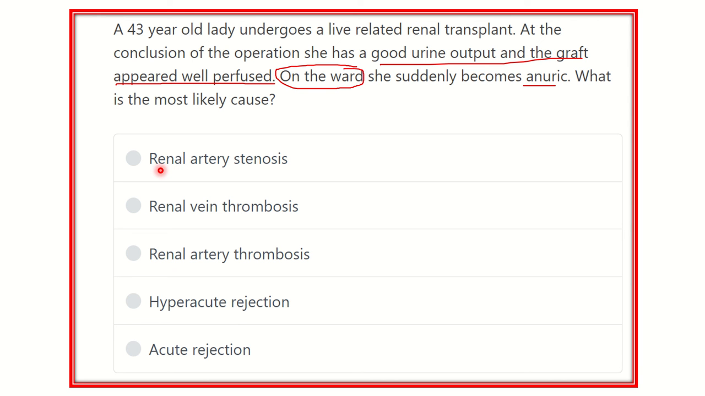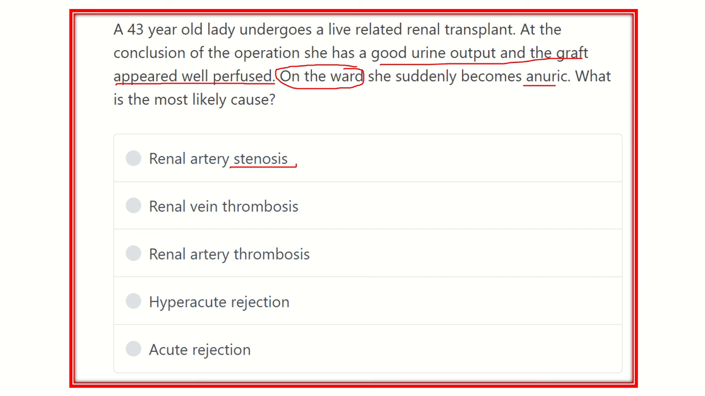Here we can see the first option, renal artery stenosis. For stenosis, usually a longer time is required. Usually it occurs after repetitive inflammation or long standing hypertension, but it occurred immediately, so renal artery stenosis will not be an option. Renal vein thrombosis: in renal vein thrombosis, the urine output should be present, but the patient developed absence of urine and she is anuric.